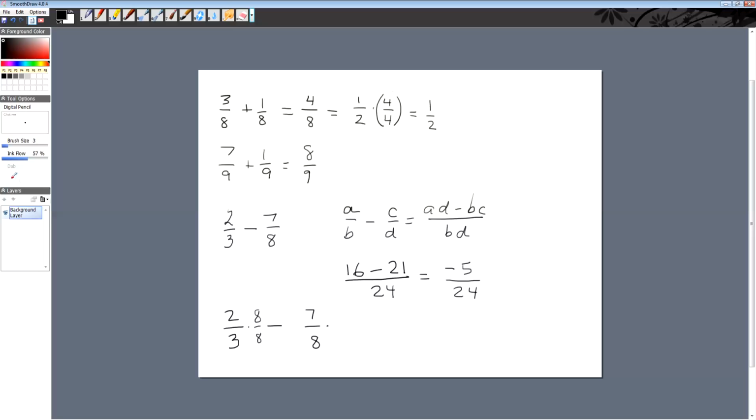Similarly, over here, we can convert this into 24 on the bottom, but you have to multiply top and bottom by this number. Any number divided by itself is 1. So you're not fundamentally changing the equation, but what you've done here is you're saying, okay, 16 24ths minus 21 24ths. And it's essentially the same equation that we got up here, and we will come up with the same result, -5 24ths.